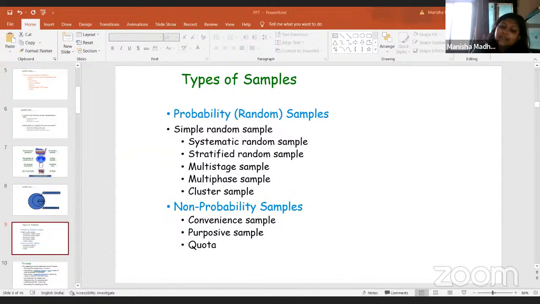Now next is quota sampling. In this type of sampling, the members are selected according to some specific characteristics chosen by the researcher, which serve as a quota for the selection of the members. This is similar to stratified sampling, with the difference that instead of dividing the population into strata and randomly choosing the respondent, it works on quotas fixed by the researcher. This is the main difference between probability sampling and non-probability sampling.